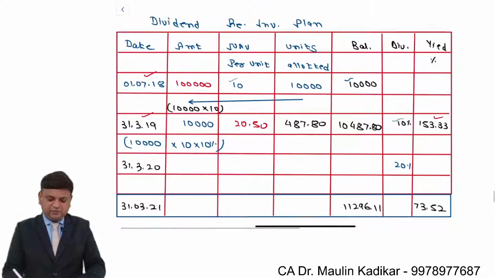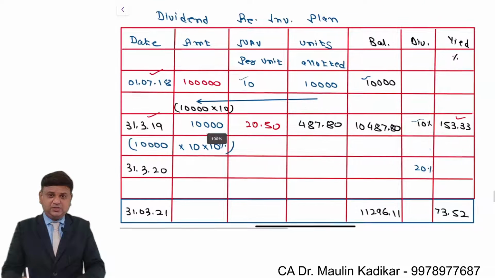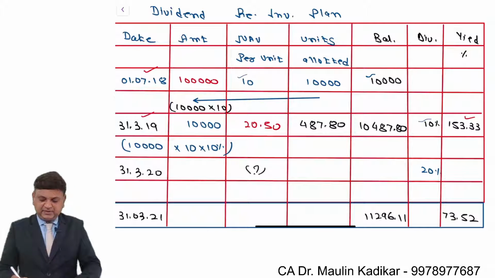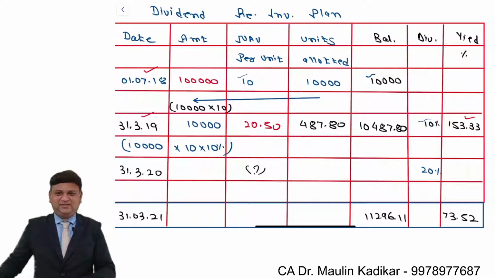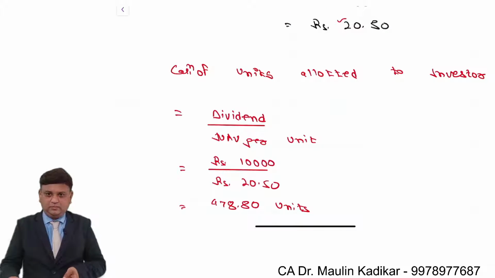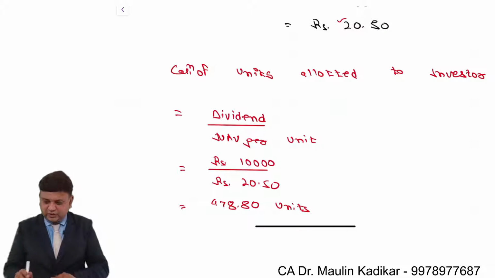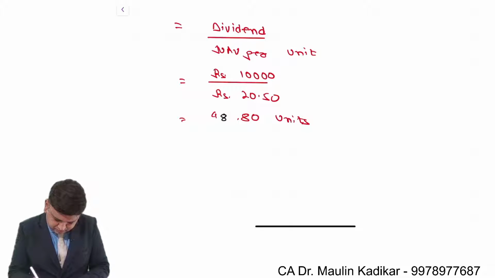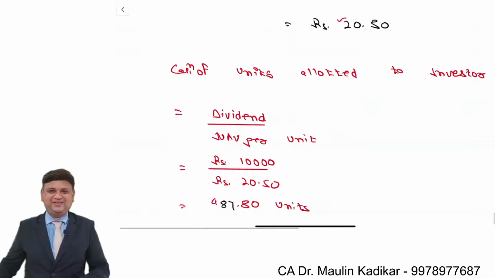Again, I request all of you to write in the chat box what the NAV per unit is on this date. Please write that in your chat box. Friends, sorry, it is 487.82. Okay.